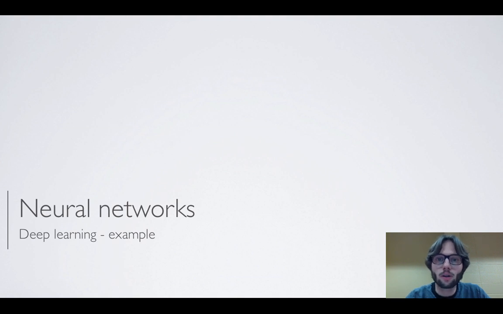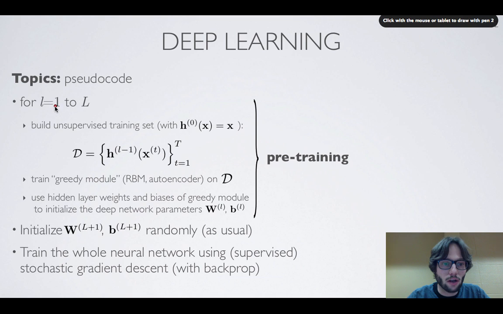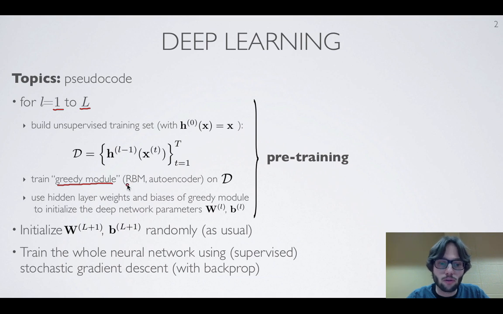In this video, we'll look at some examples of results we can get using unsupervised pre-training. So we saw the procedure for unsupervised pre-training. What we first do is initialize each layer from the first hidden layer to the last hidden layer by training what we call a greedy module, either an RBM or an autoencoder, on a data set that was generated by transforming the input data into the representation of the previous hidden layer.